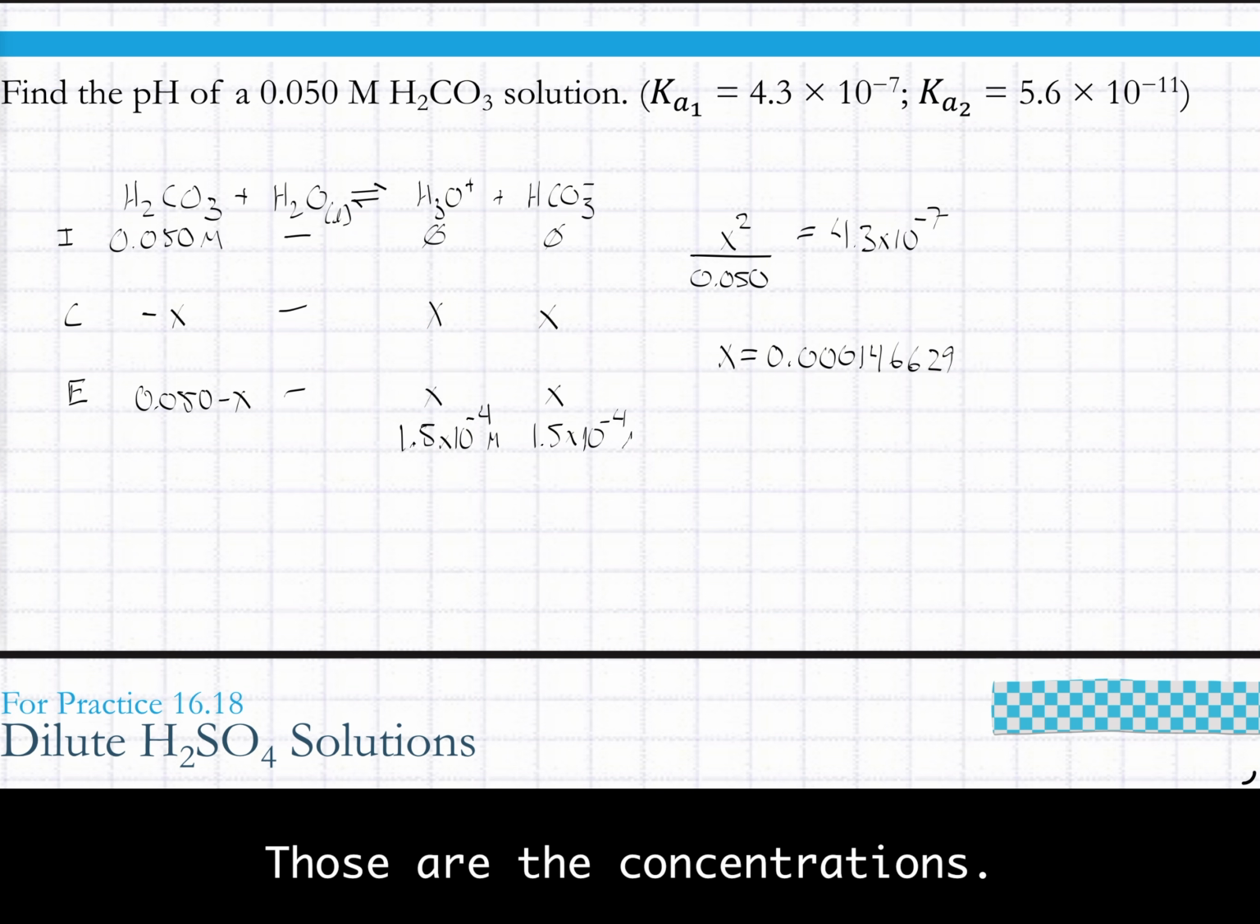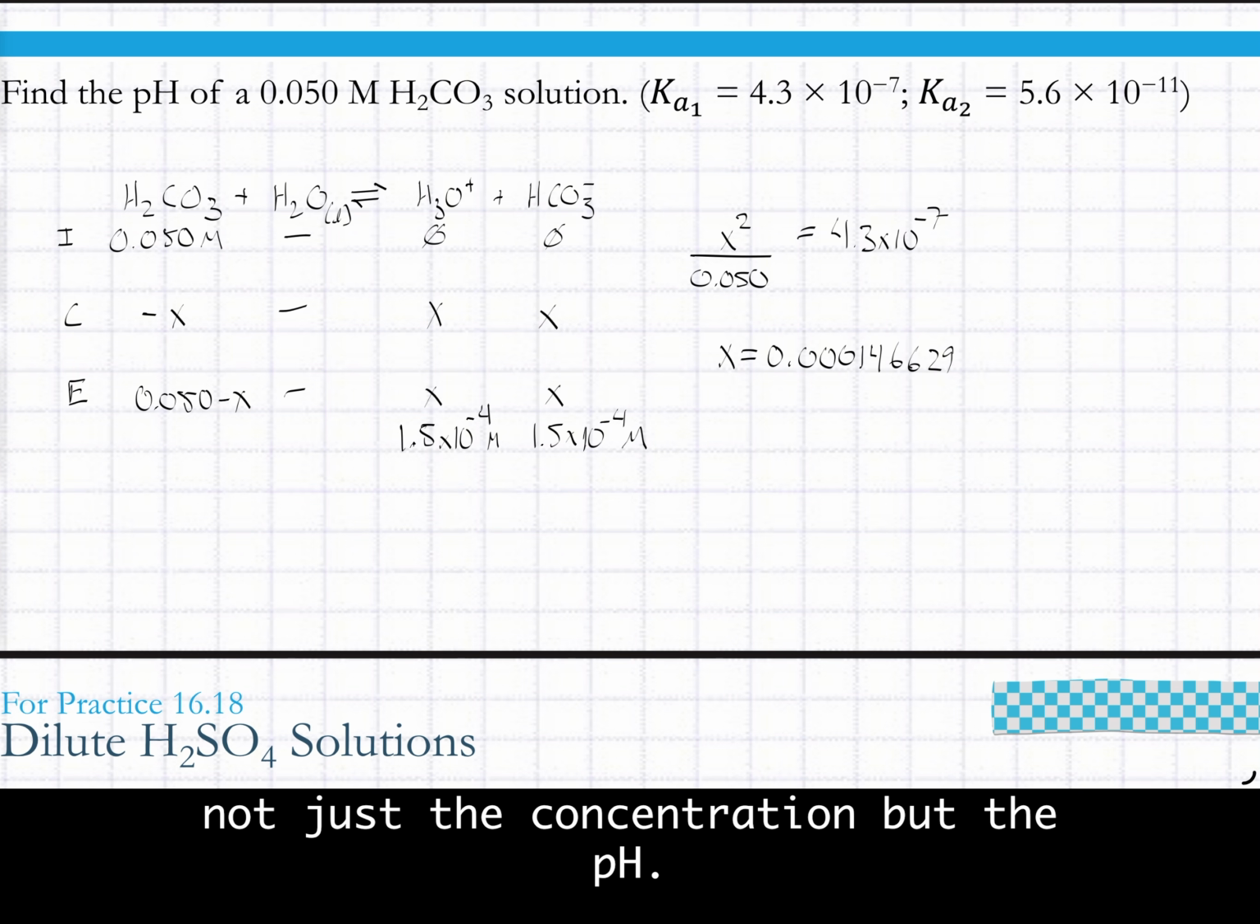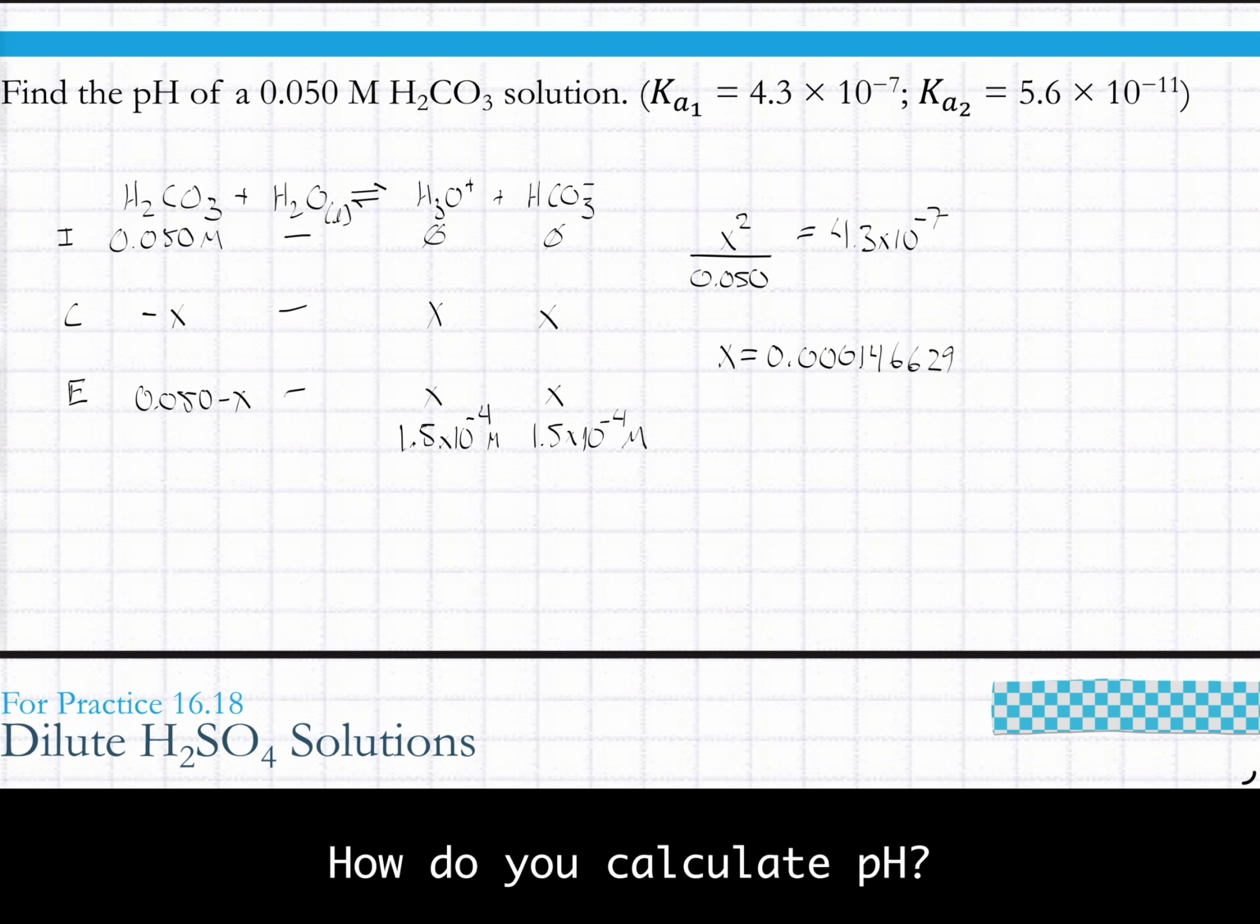Those are the concentrations. But I need not just the concentration, but the pH. How do you calculate pH? Negative log.